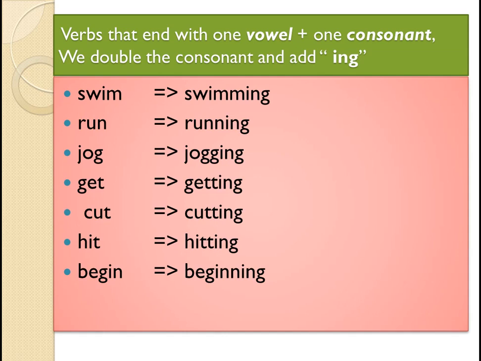One more, verbs that end with one vowel plus one consonant, we double the consonant and add ing. In this one, you have to add one more consonant before adding ing. For example, like swim, I is a vowel, m is a consonant. So when the verb is like this, you have to add one more consonant here, like swim to swimming. They have a double consonant, and run to running, joke joking, getting, cut cutting, hit hitting, beginning.